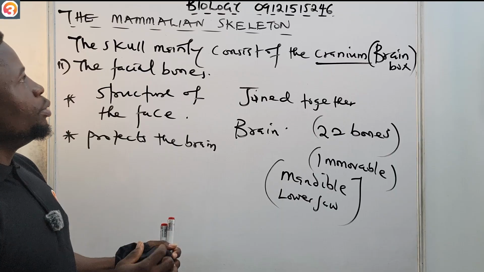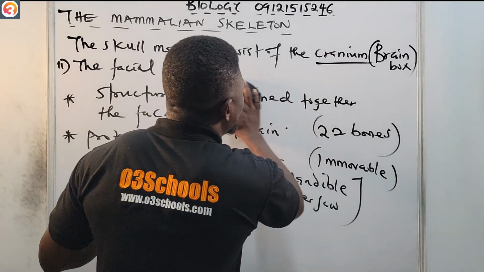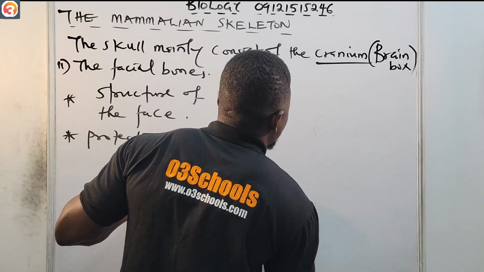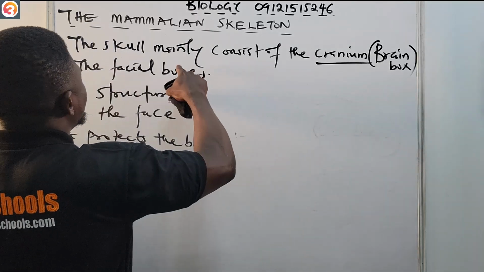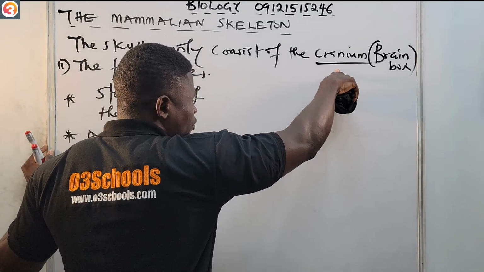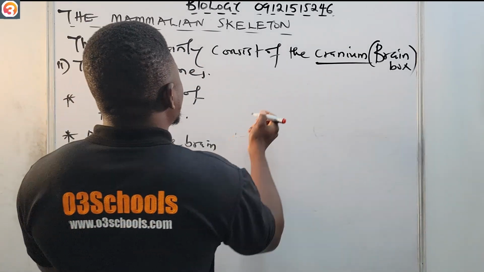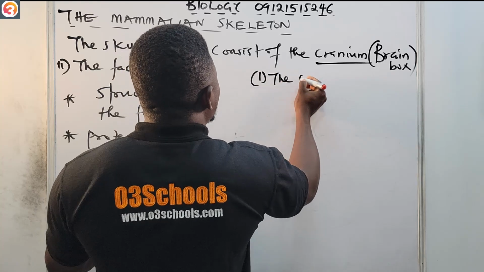Now, also the bones of the skull are divided into 2 categories. The cranial bones, the ones in the cranium, which are called the cranial bones. That is number 1, the cranial bones.